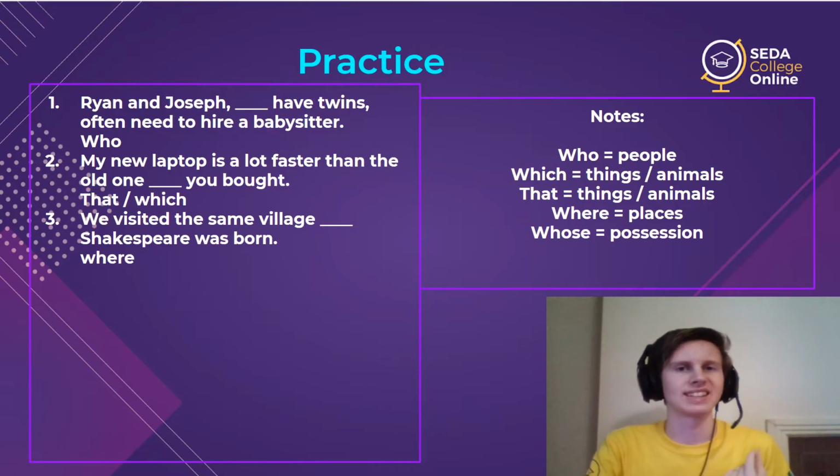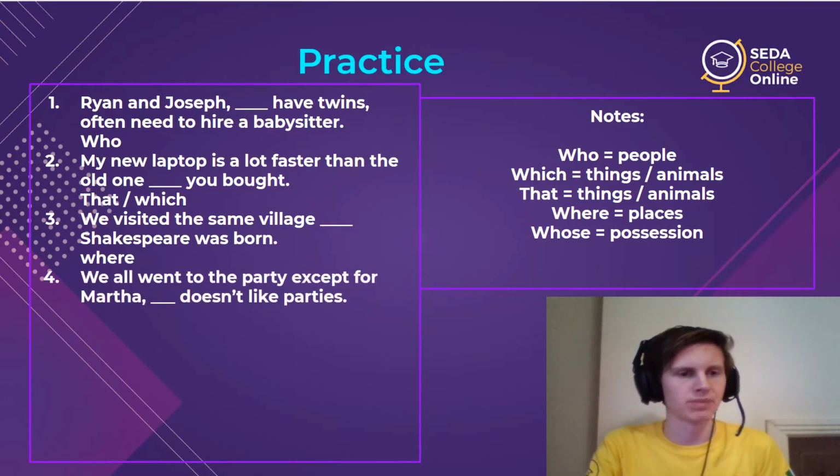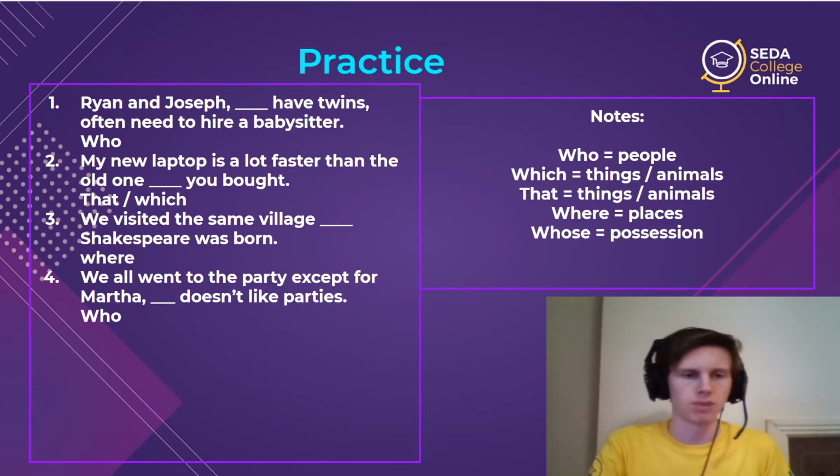Okay, next example, number 4. We all went to the party except for Martha. Martha doesn't like parties. Martha, no fun. We all went to the party except for Martha. Doesn't like parties. So, what's the correct pronoun? Okay, correct answer is who. So why? Well, because it's Martha. We all went to the party except for Martha, who doesn't like parties.